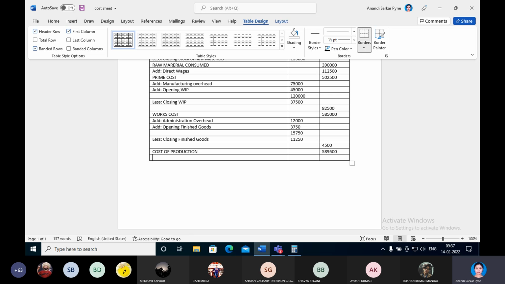After cost of production, what is left is selling and distribution overhead. Now, all the expenses related to selling are considered. So, add selling and distribution overhead, which is 3,000. Simply add this one. So, what do you get? 5,91,500.